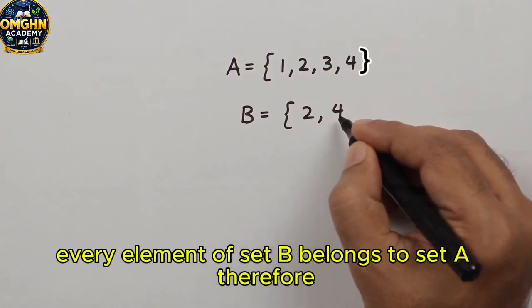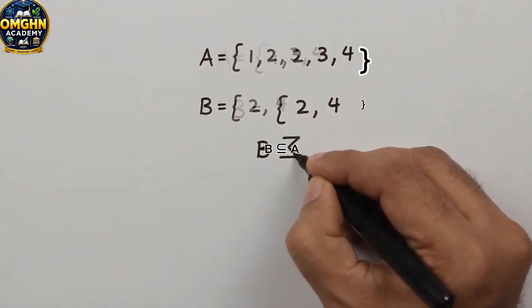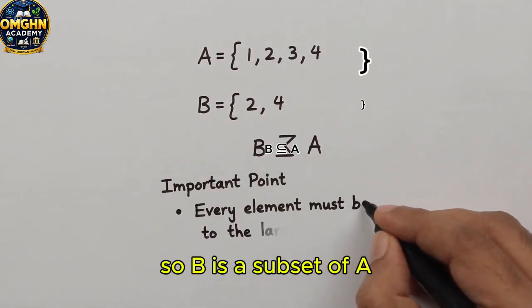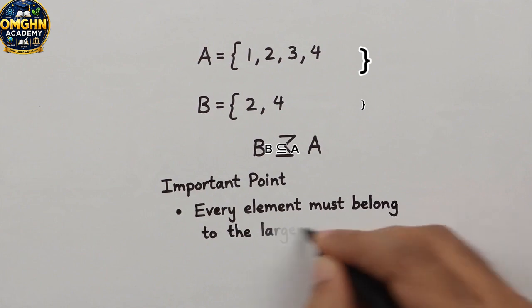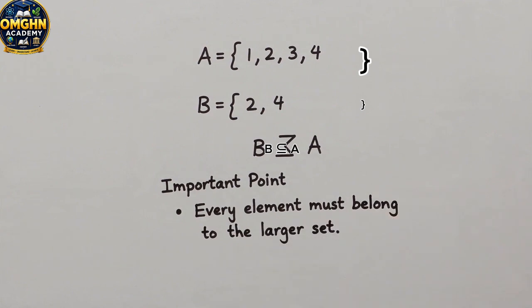Every element of set B belongs to set A. Therefore, B is a subset of A. Please pause the video and copy these notes.